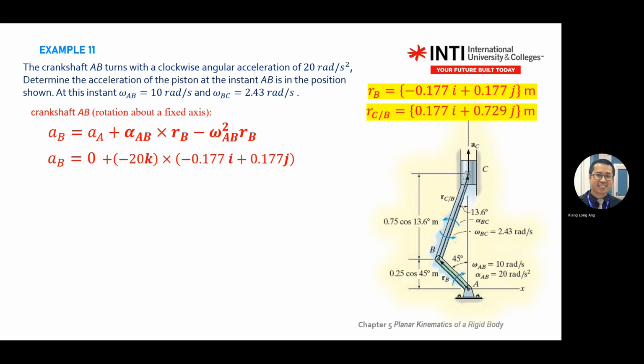What is alpha AB? Clockwise, right hand rule, go in. That's Y negative K. RB cross RB, you defined already just now. RB. Okay. So omega square, again minus, then omega square 10 given, then RB again. It should be RAB, RAB, right?